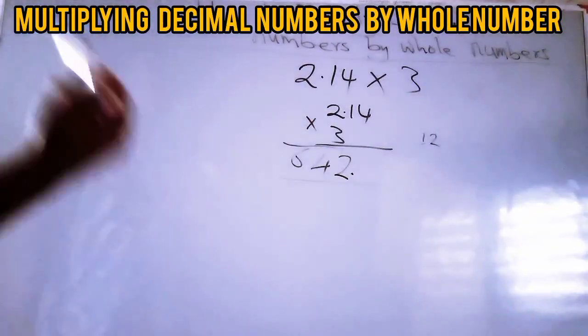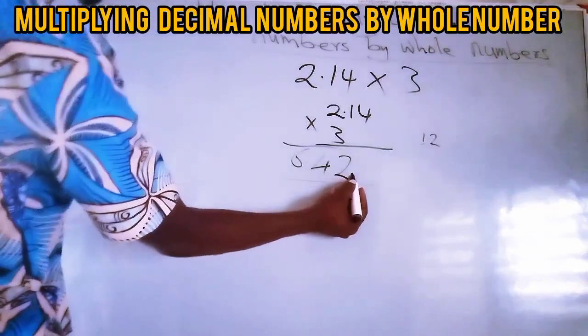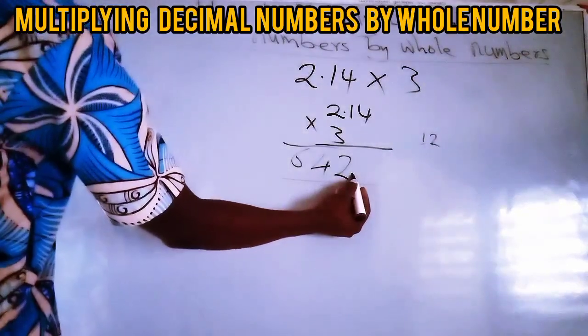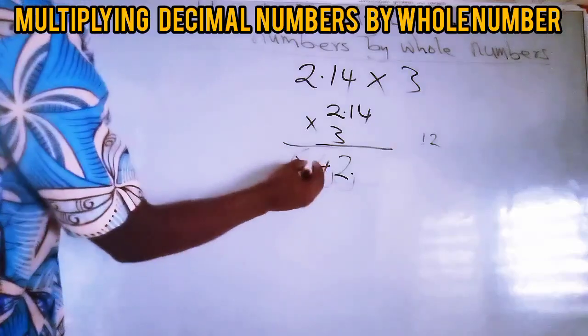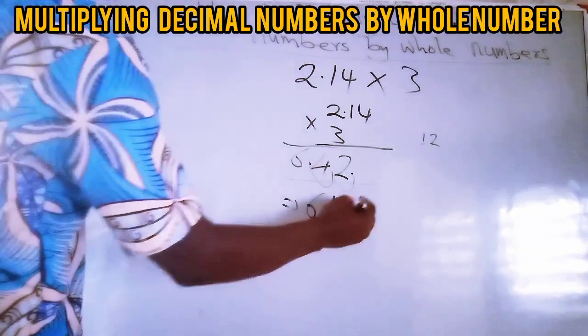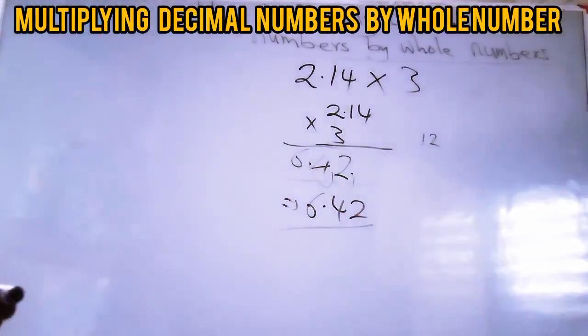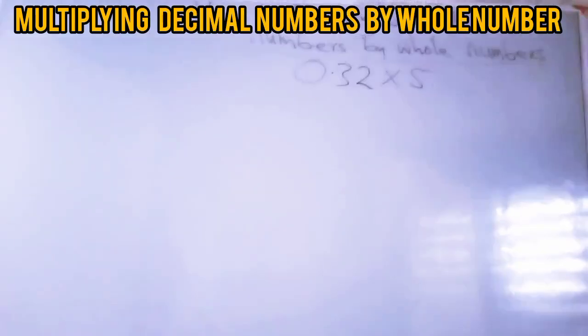After you are done counting your decimal places, you will now move the decimal point from the edge here to the left-hand side 2 times. So we are jumping 1, 2 times. So our point is going to be here. Therefore, our answer is 6.42. 2.14 multiplied by 3 will give you 6.42. Let's move on to example number 2.